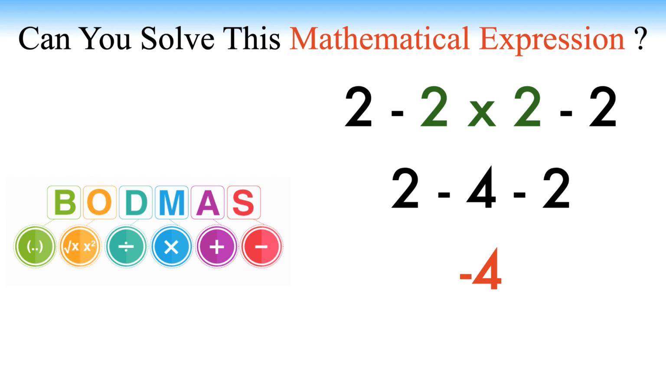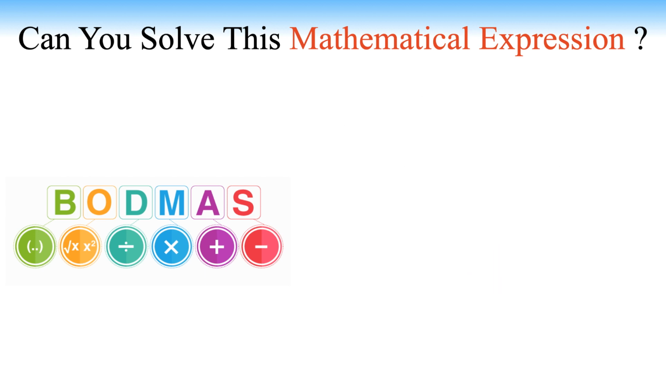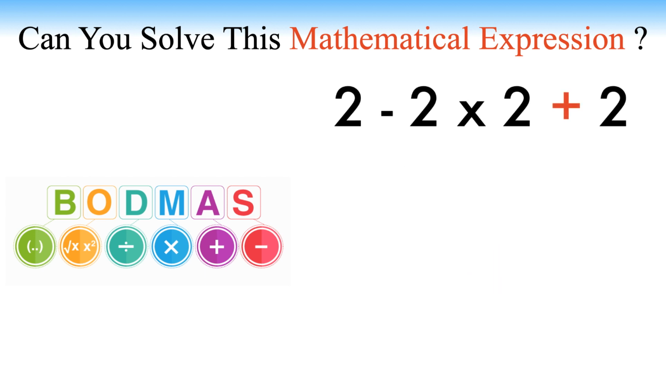Now I will make a minor change to the expression. I will replace the second part of the expression with addition. Now again we need to perform MAS order, that is multiplication, addition and subtraction order according to the BODMAS rule. Hence the first preference is again given to multiplication. So first multiply 2 times 2. Hence the expression becomes 2 minus 4 plus 2. Now follow the addition and subtraction part. After solving, the solution to the expression is 0.